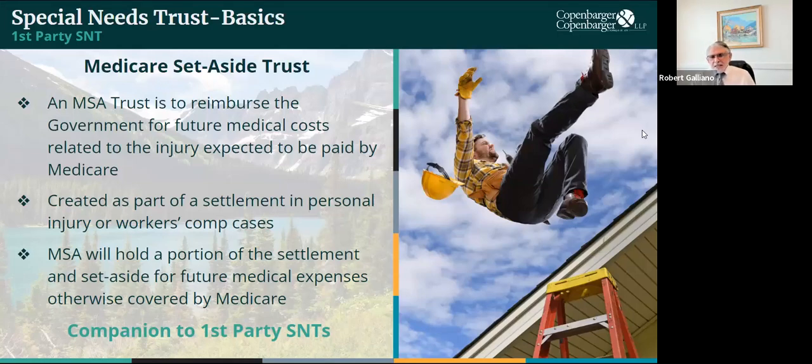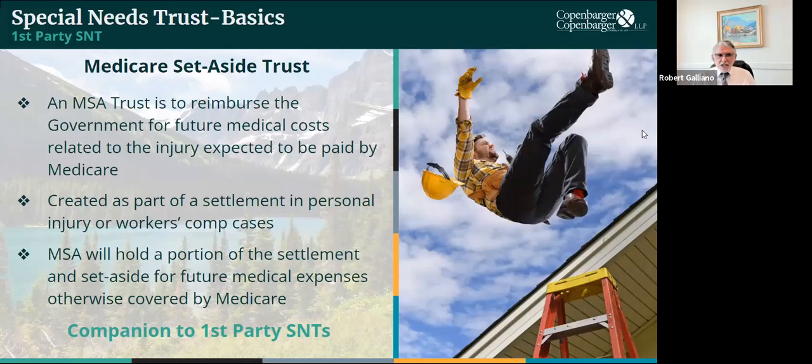to the injury that perhaps the worker has suffered, generally in workmen's compensation cases, the injury that the individual had at work. At some point in time, they may need Medicare as a government benefit, a government insurance program, and therefore the MSA trust is created to set aside some of the benefits for future medical costs to reimburse the government for any future Medicare costs that they would have to pay in the injured person's lifetime. So it's generally created as part of a settlement in personal injury or workmen's compensation cases.